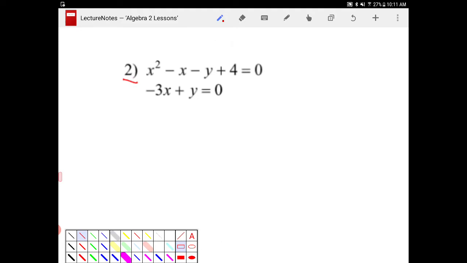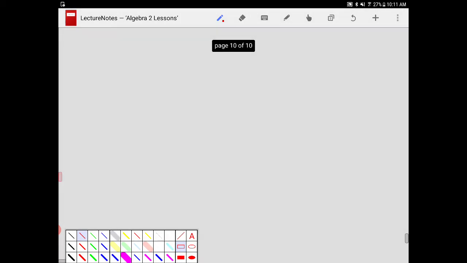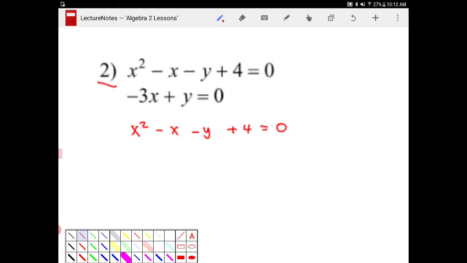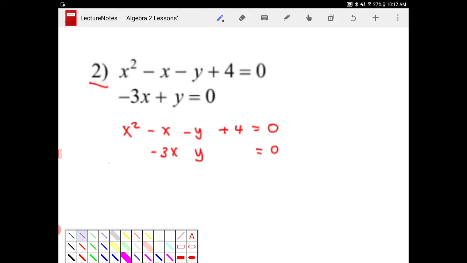Very similar. Again, everything's already brought over to one side. So I'm going to try to eliminate the y's again. So this is where I'm up to. Again, I am going to rearrange everything so that I have x squared minus x minus y plus 4 equal to 0. I have -3x, and then I have y over here, and again equal to 0.